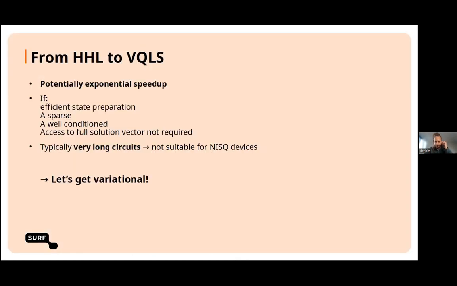Next slide, please. So we saw now that we can potentially get an exponential speed up if we have, first, one efficient state preparation, B; secondly, a sparse matrix; the matrix is also well conditioned; third and fourth, we do not have access to the full solution, so we need to have some problem where this is the case. Typically, as I said, very long circuits, so not suitable for NISQ devices. So now let's get to variational. Next slide, please.